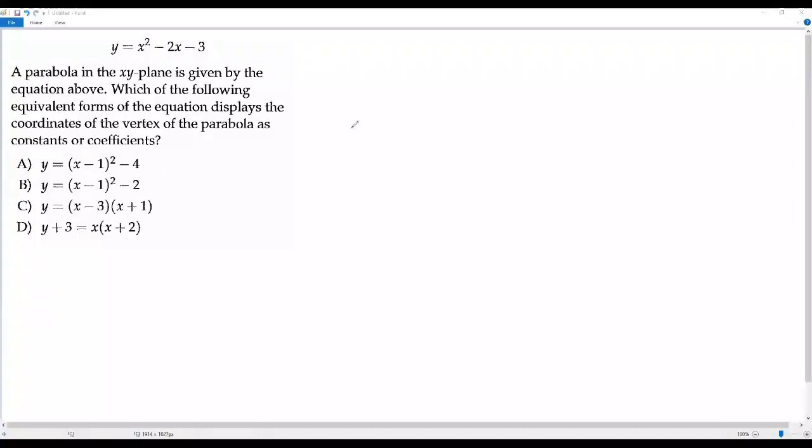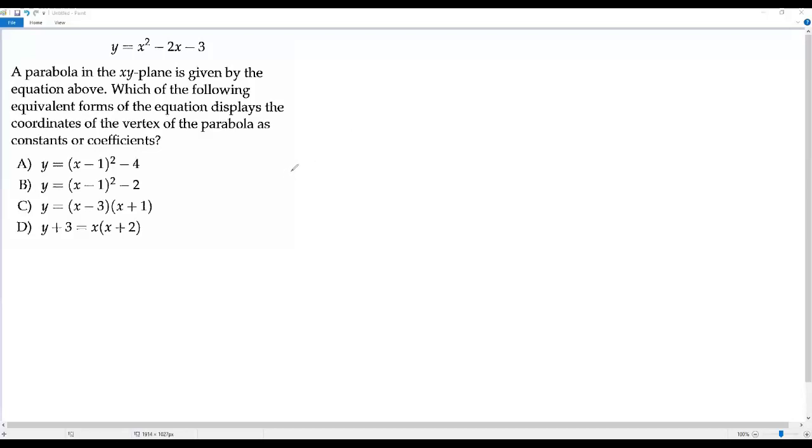Here we have a SAT math question on quadratic function. Okay, let's go with the question. Y equals x squared minus 2x minus 3. A parabola in the xy plane is given by the equation above. Which of the following equivalent forms of the equation displays the coordinates of the vertex of the parabola as constants or coefficients?